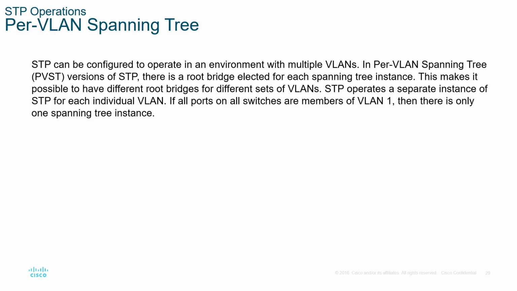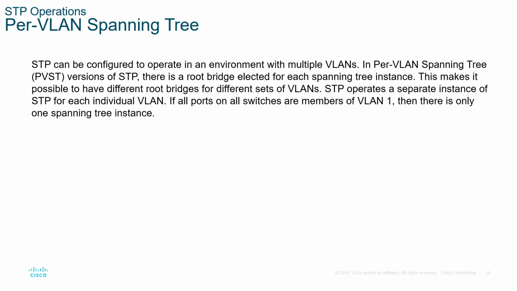Now, STP can be configured for environments with multiple VLANs, and when we do this, we're basically doing a per VLAN spanning tree, PVST, version of STP, and there's a root bridge elected for each spanning tree instance. So for every single VLAN, we're going to have a spanning tree instance. This makes it possible to have different root bridges for different sets of VLANs. STP operates as a separate instance of STP for each individual VLAN.